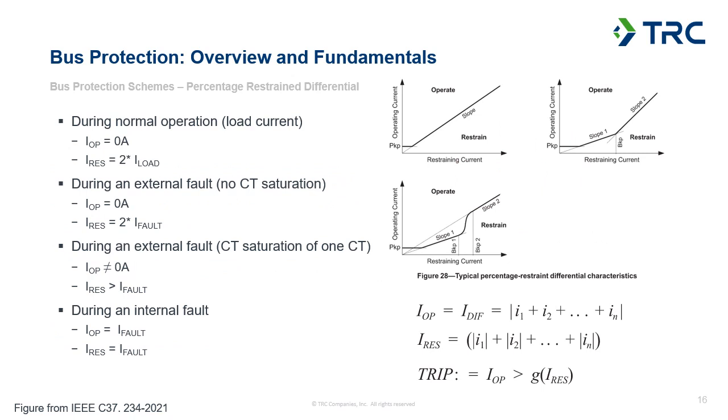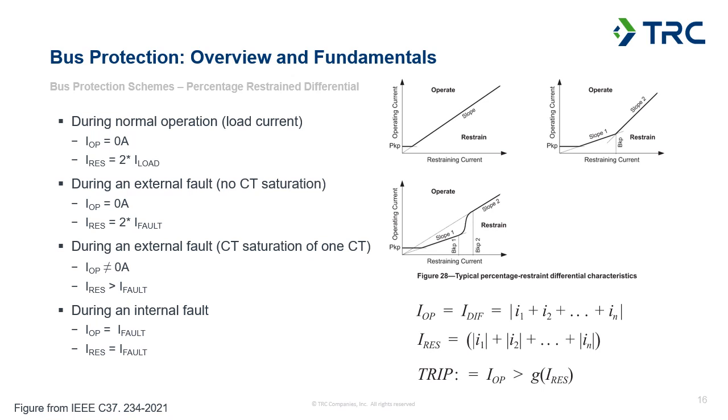So we can take a look at what kind of currents we would be expecting for operate and restraint quantities on this type of relay scheme during a bunch of different scenarios. The first one we can take a look at is during normal operation. We've got load current flowing through the bus. What do these quantities look like? This would be a case where we would not want to trip, because you don't want to trip under load, and there's no problem with the bus at that point.